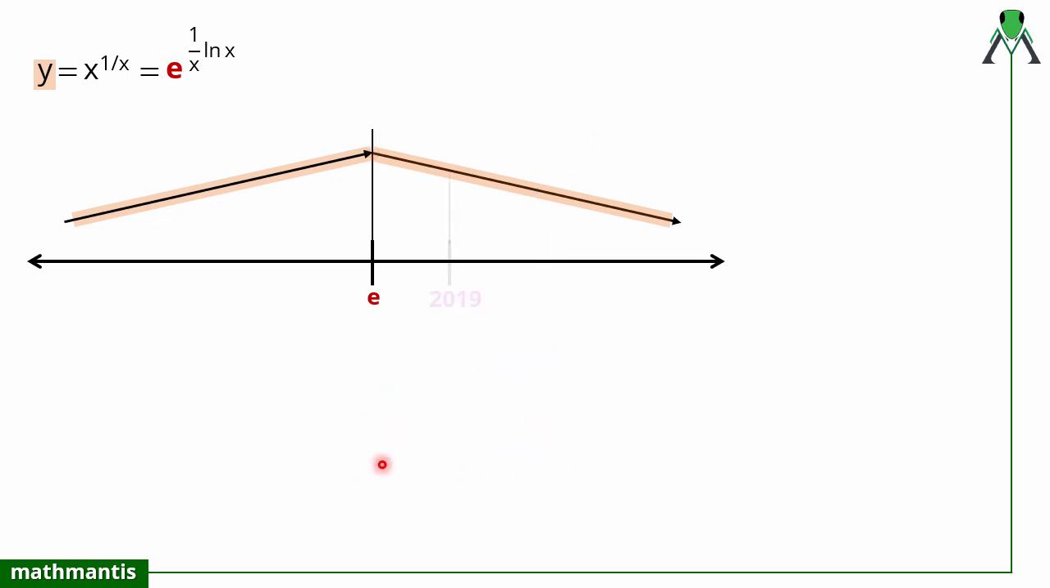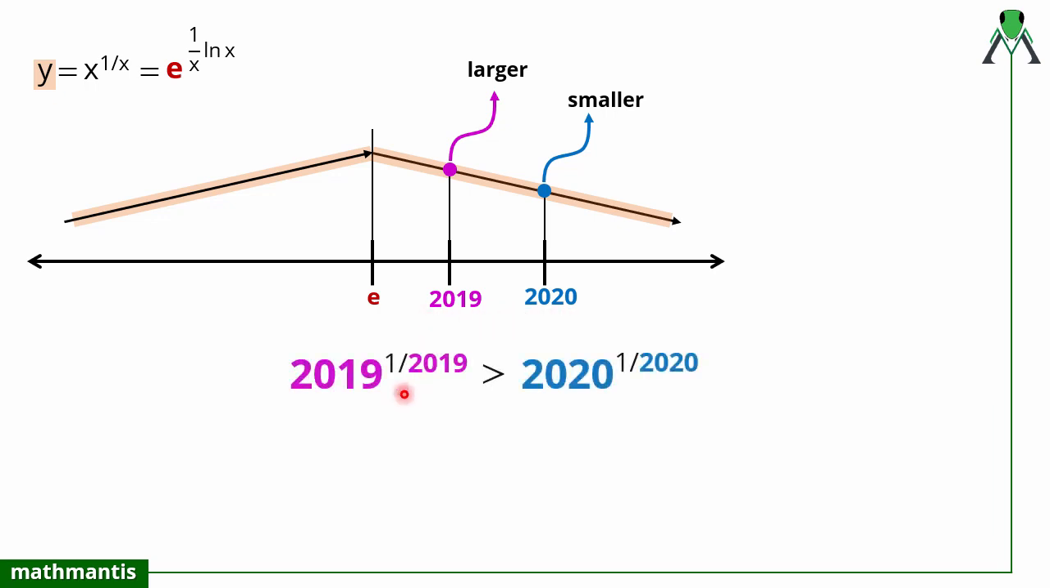Suppose we consider two values of x, 2019 and 2020. We can see that at x equal to 2019, the value is larger. At x equal to 2020, the value is smaller. So now we can compare these two values also. 2019 raised to power 1 by 2019, 2020 raised to power 1 by 2020. We have just put here the values of x, 2019 and 2020. Now similar to the previous expression, e raised to power pi and pi raised to power e, we can say that 2019 raised to power 2020 is greater than 2020 raised to power 2019. We can compare these two values also.